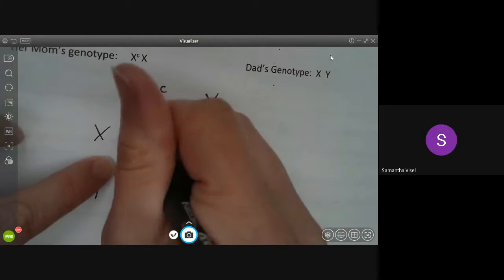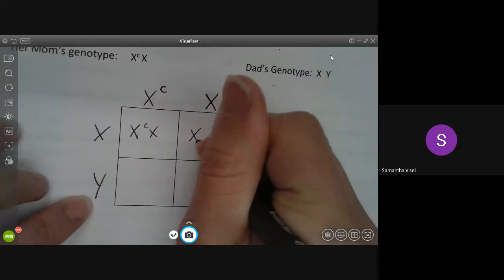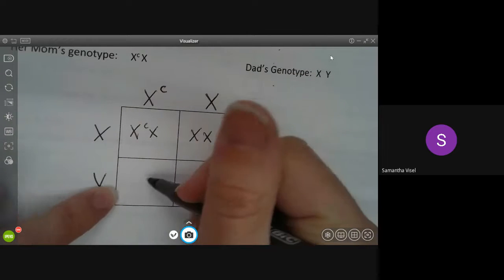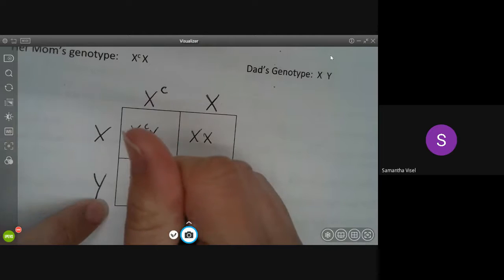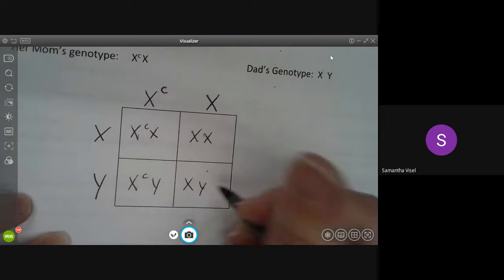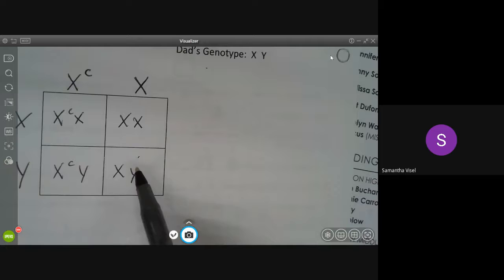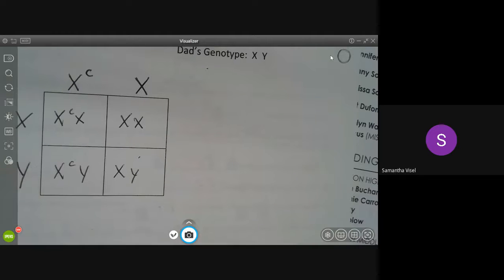So this would be X^C and X. These here would be XX. This would be X^C and Y. And this here would be XY. So these are all the possible genotypes for the children of my parents.